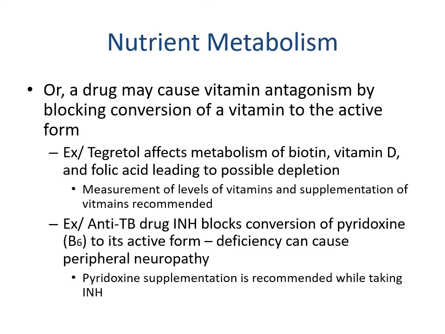Or a drug may cause vitamin antagonism by blocking conversion of a vitamin to the active form. For example, Tegretol affects the metabolism of biotin, vitamin D, and folic acid, leading to possible depletion. And so the measurement of levels of vitamins and supplementation of vitamins is recommended. The anti-TB drug, INH, blocks the conversion of pyridoxine, B6, to its active form, which we know that deficiency can cause peripheral neuropathy. Pyridoxine supplementation is recommended while taking INH.